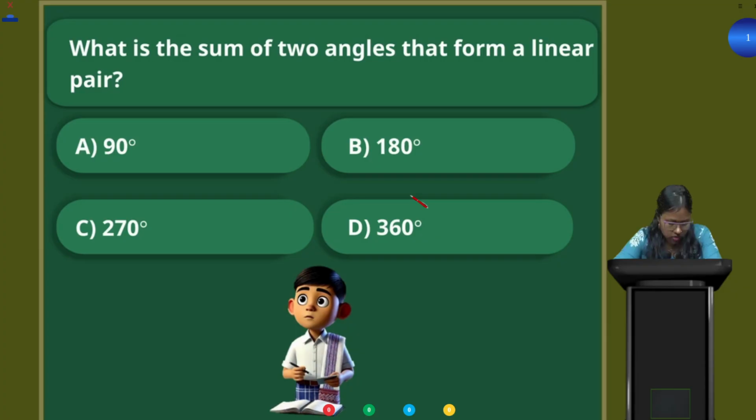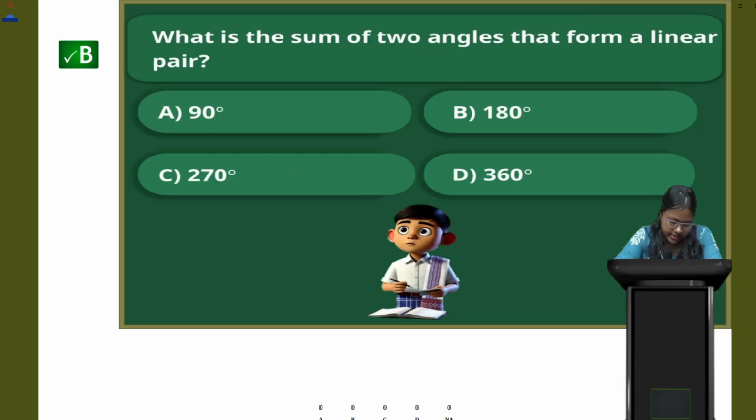We know already. Okay, your time is almost up. Your time is up. I am showing you the result. Yes, you all are correct. Option B is the correct option. That means to form a linear pair, the sum must be 180 degrees. If it is more than 180, say 200, then it is not a linear pair. If it is 110, less than 180, then also it is not a linear pair. So for a linear pair, the angle sum must be 180 degrees.